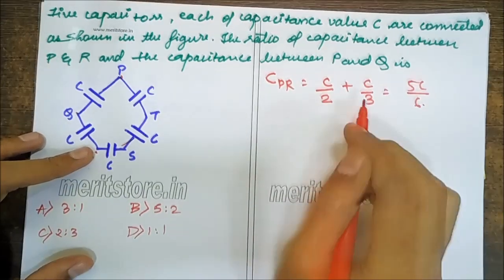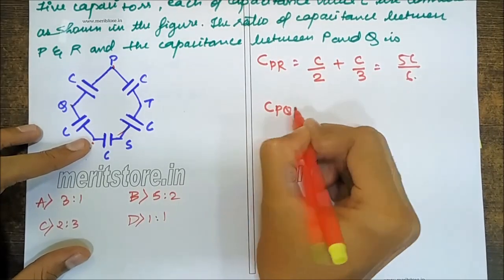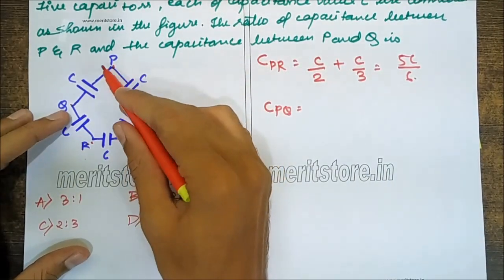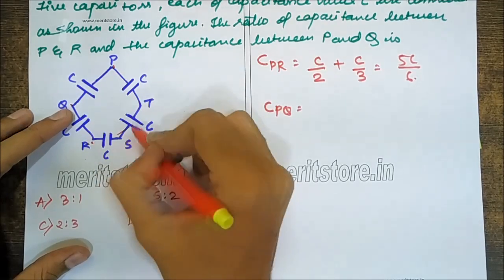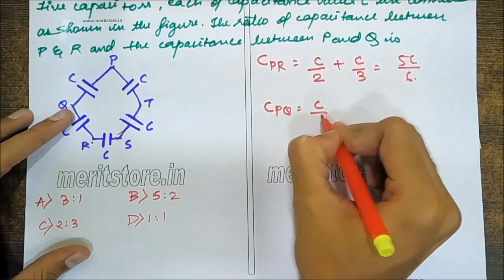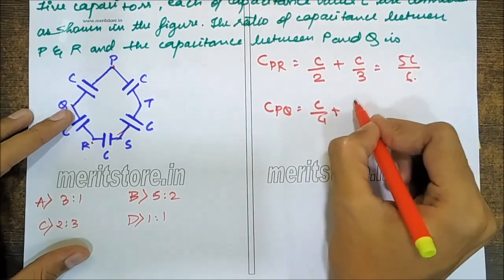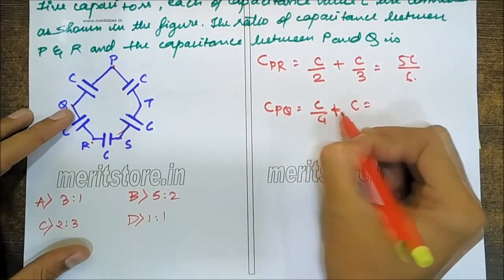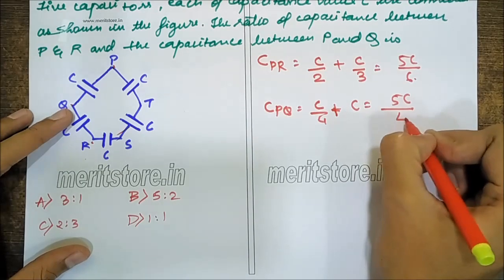Okay, solving this. Next, the capacitance across P and Q. Across P and Q there will be 4 capacitors on one side and C on the other. So C by 4 plus C, that will be 5C upon 4.